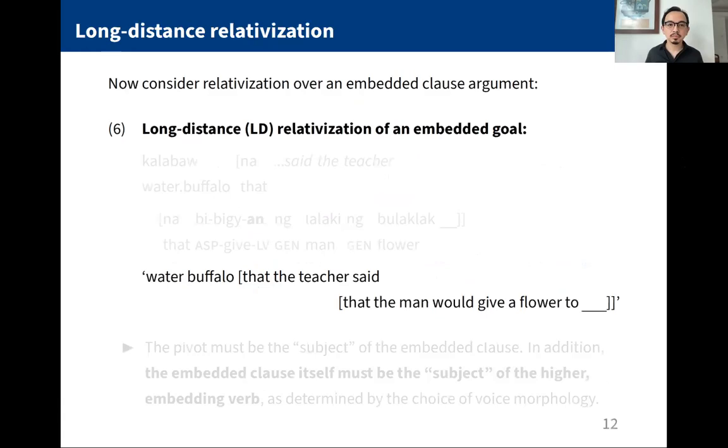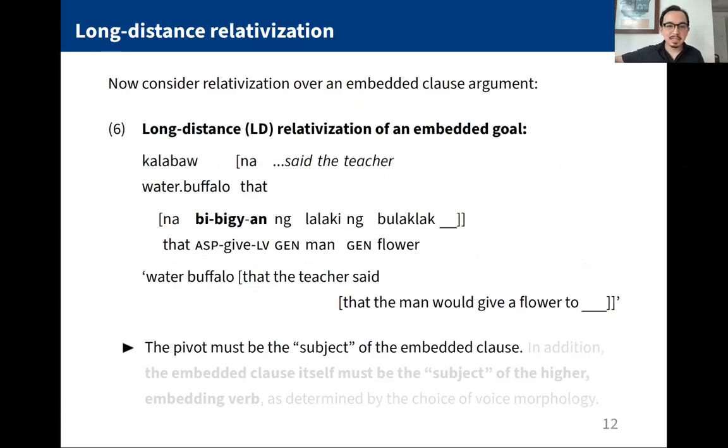Now let's look at long-distance relativization. We're going to form a long-distance relative where the pivot is an embedded goal argument. So we're going to try to form water buffalo that the teacher said that the man would give a flower to. So first, it's going to basically look like this. When we look at the embedded clause inside the relative clause, we notice that give has to be in the locative voice, LV ending. What that means is that it has to be in the locative voice because the goal argument of the embedded clause is being extracted. And when we extract a goal, locative voice is the morphology that we need on the verb in order to make the goal argument the embedded subject.